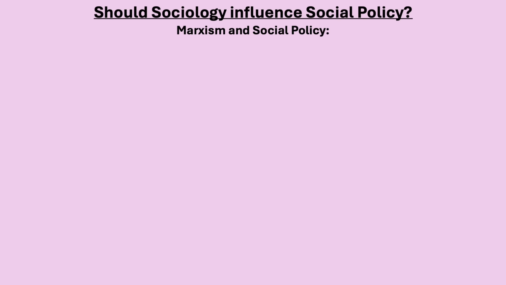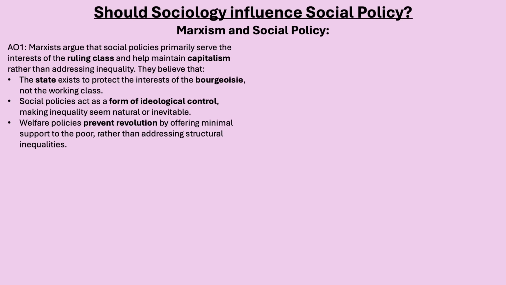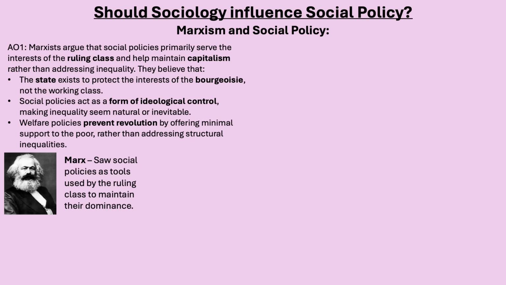Okay, so next up we have Marxism and social policy. Marxists argue that social policies primarily serve the interests of the ruling class and help maintain capitalism rather than addressing inequality. They believe that the state exists to protect the interests of the bourgeoisie and not the working class. Social policies act as a form of ideological control, making inequality seem natural or inevitable. Welfare policies prevent revolution by offering minimal support to the poor rather than addressing structural inequalities.